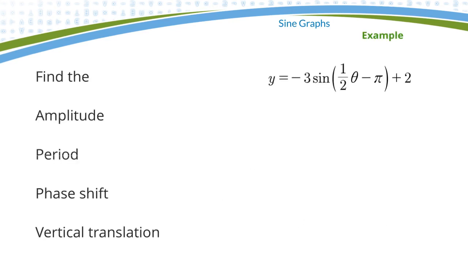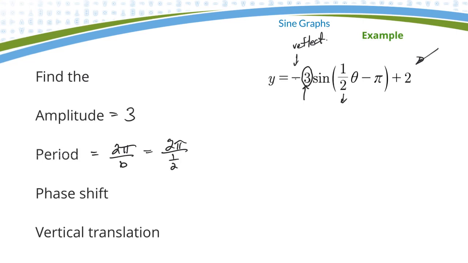Okay, so let me just give an example here of what I might be asking. So I might say here is a sine function, and I want you to tell me what the amplitude, period, phase shift, and vertical translation are. So to get the amplitude, all you do is you look at the number out front there. The minus just tells me that it reflects, but it doesn't tell me what the amplitude is. The amplitude is only that number right there. So I'd say the amplitude is 3. Period is 2 pi over b. So 2 pi divided by b in this case is 1/2. There's another one of those things where you have to invert and multiply. So this one will turn out to be 4 pi.